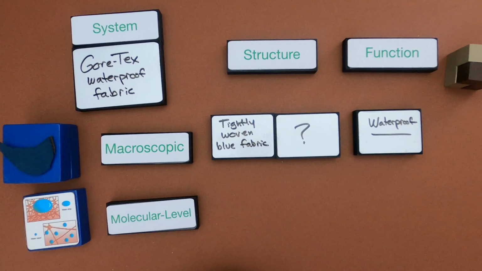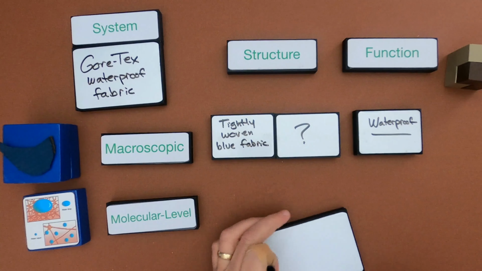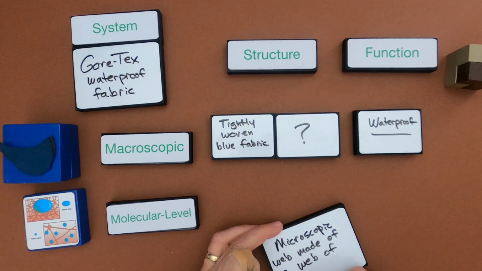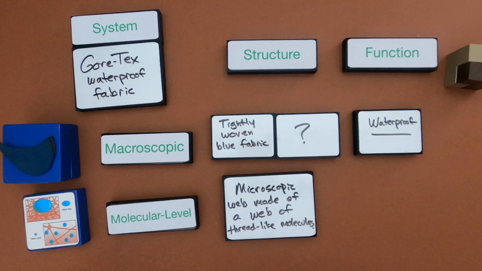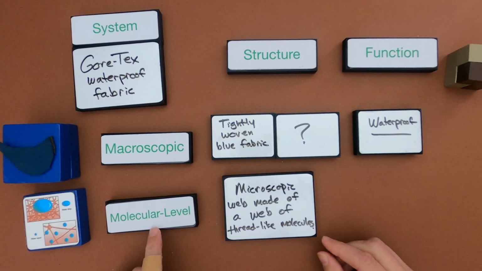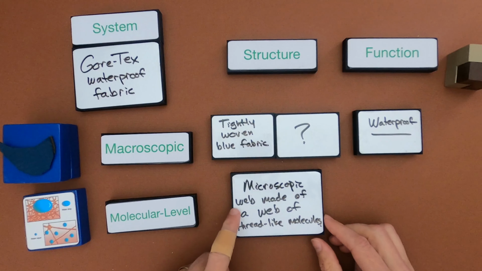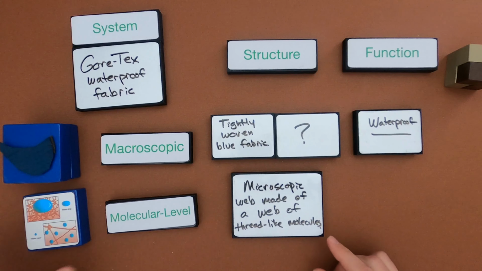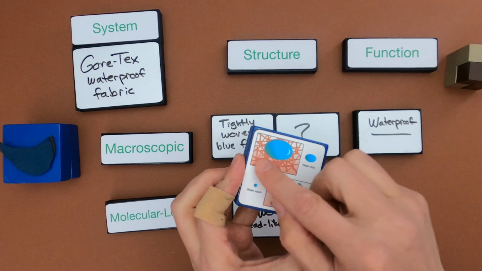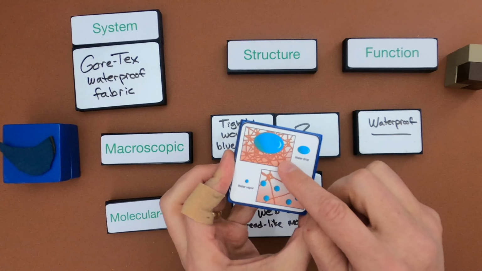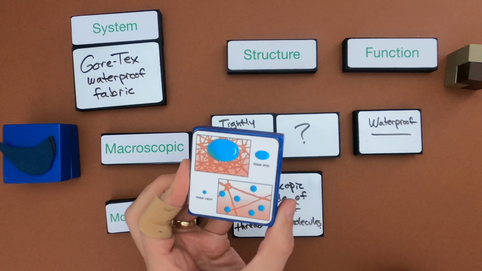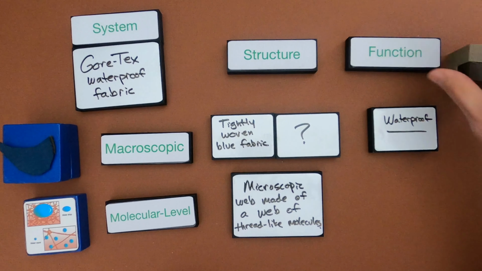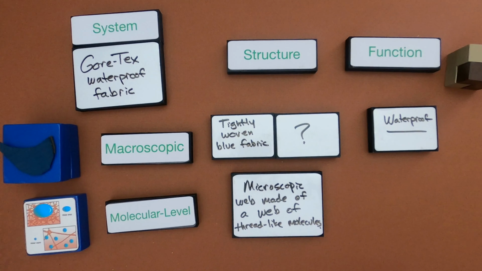So first of all, let me write out what the structure would be. As far as molecular level structure, I said that there's a microscopic web of thread-like molecules. What I'm really trying to get at is that the Gore-Tex is actually made of these tiny, tiny, tiny molecules that are woven into this molecular thread. So that's telling me the structure, but it doesn't tell me what it does or how that works. I have to kind of figure that out. Let me write down what I think the function is.